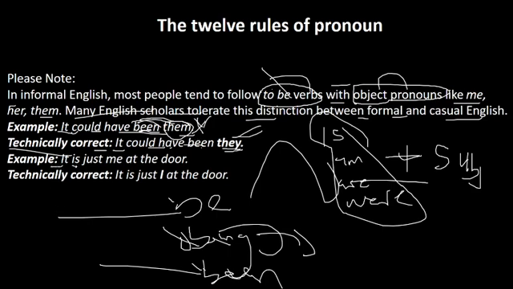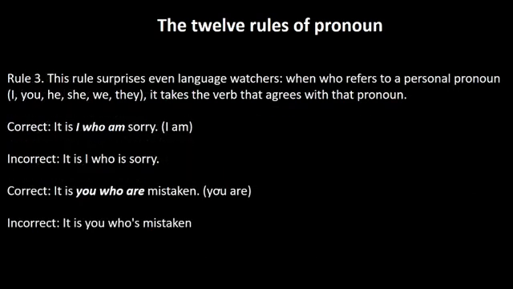It is just me. Error. This is me. No. Correct. It is just I at the door. Be verb plus subject case. Please remember, this is a technical rule. Rule number 3. This rule surprises even native speakers, and it watches when "who" refers to a personal pronoun.